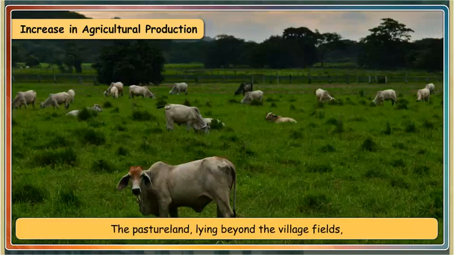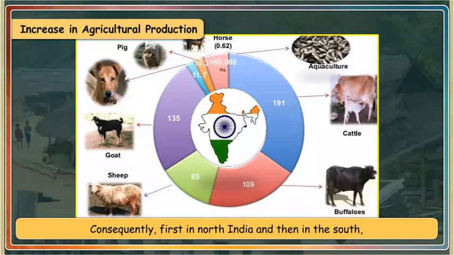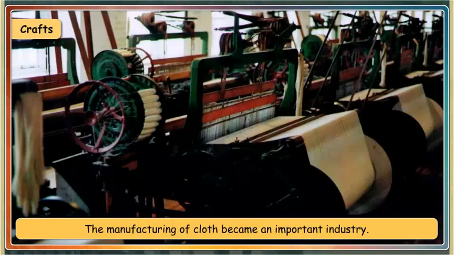The pasture land lying beyond the village fields was a public property on which all people could graze their cattle. Consequently, first in North India and then in the south, there was a tremendous increase in the production of crops and livestock rearing. Crafts. The manufacturing of cloth became an important industry.